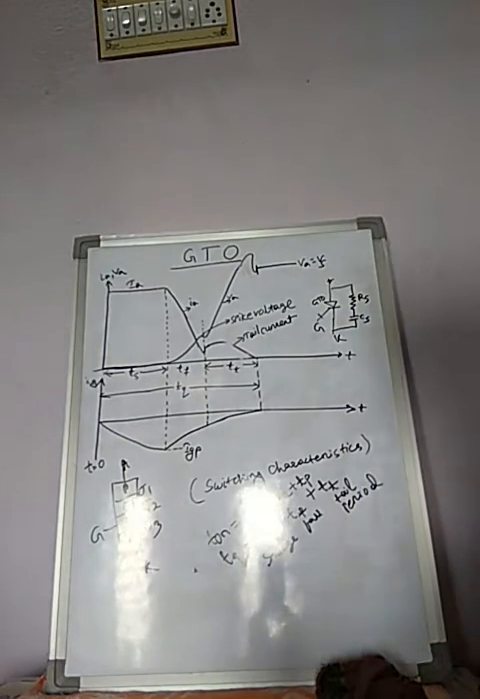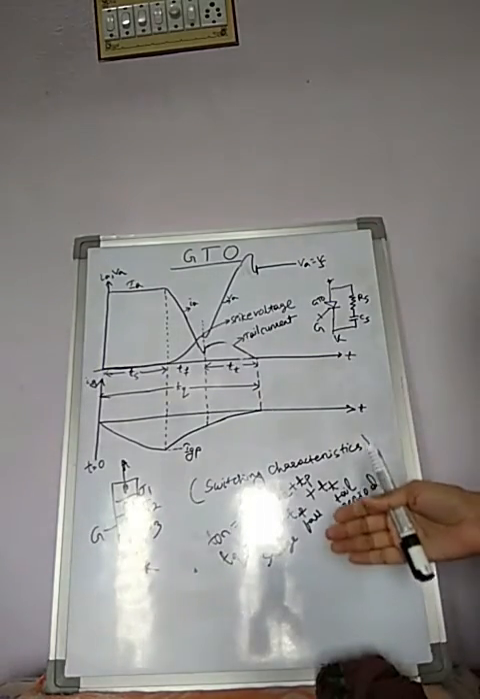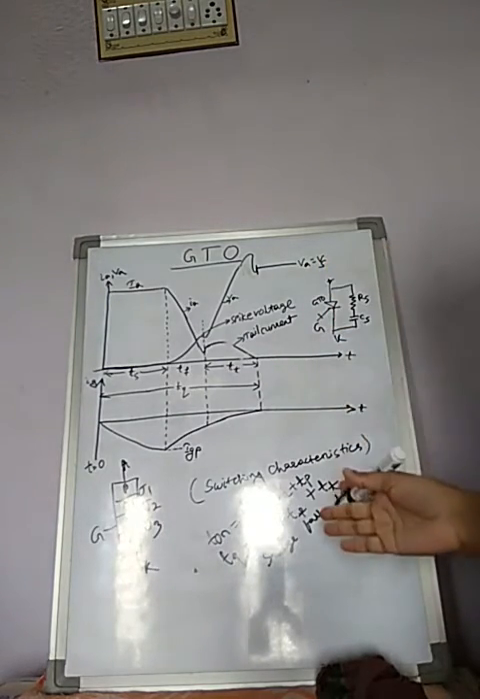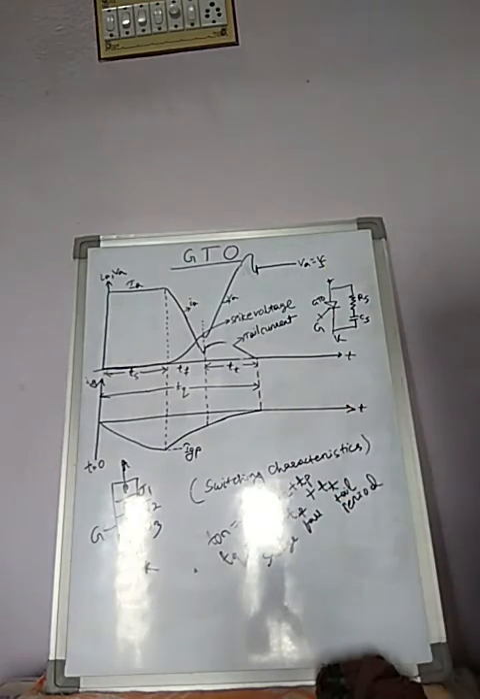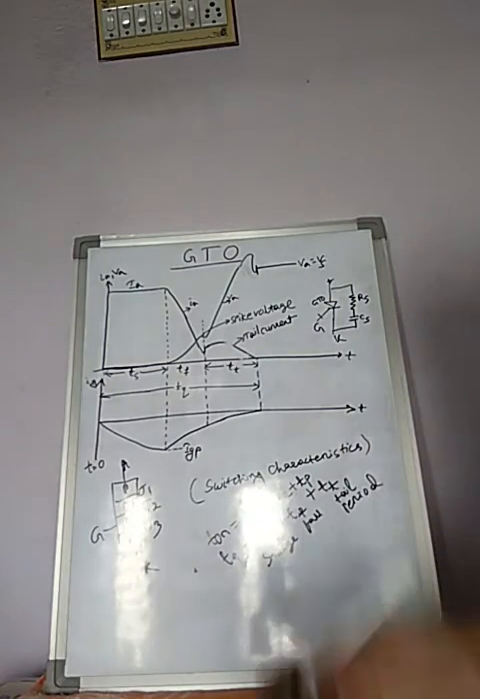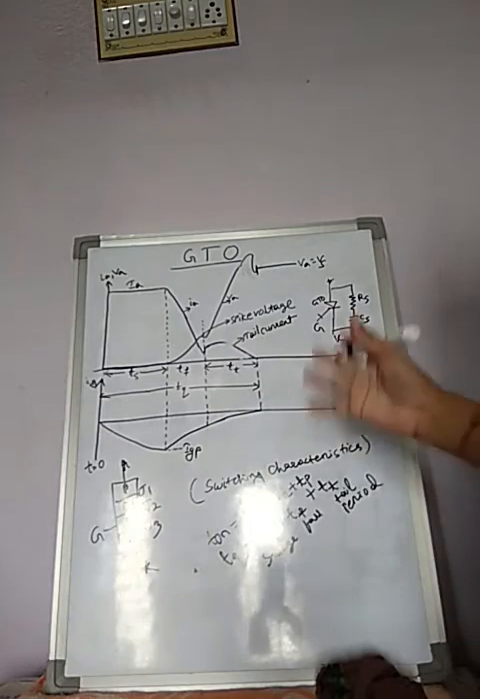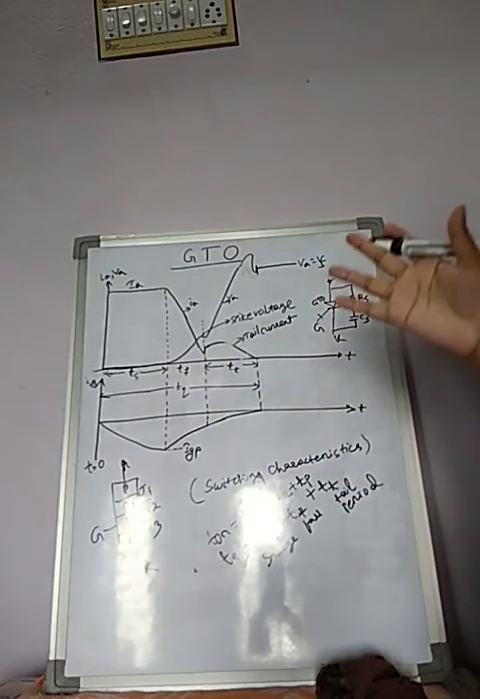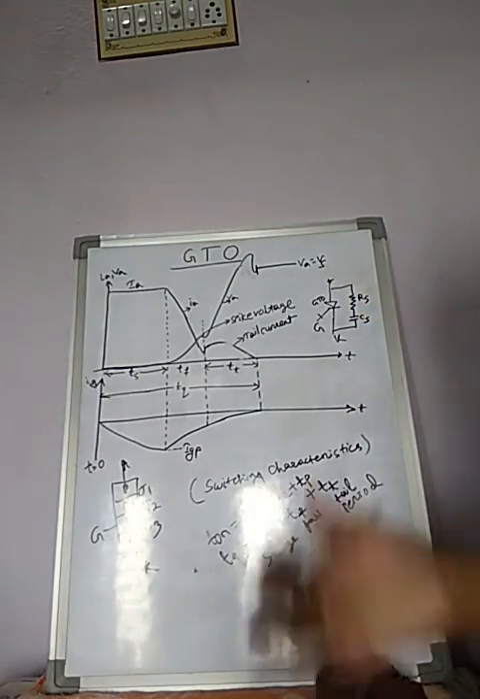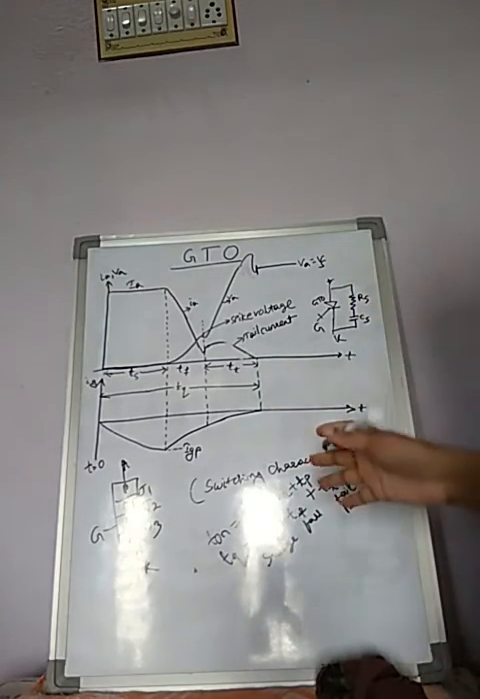So you have studied under this GTO part the structural details of GTO, the static characteristics of GTO, and the dynamic or switching characteristics of GTO, that is, what changes in the parameters occur during the turn on and turn off process. You are now able to know all this.